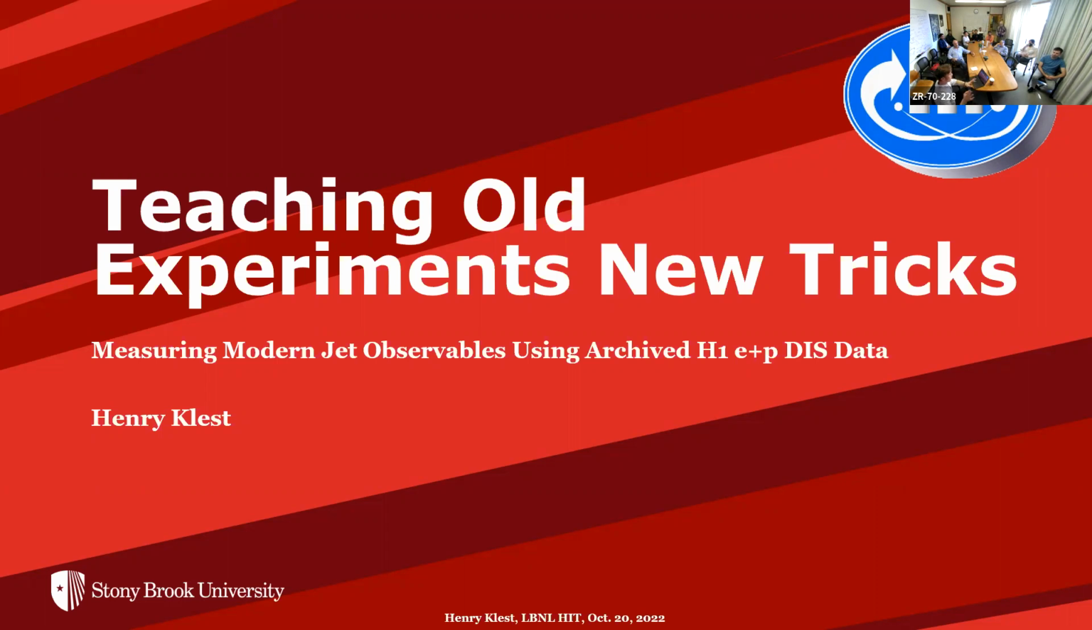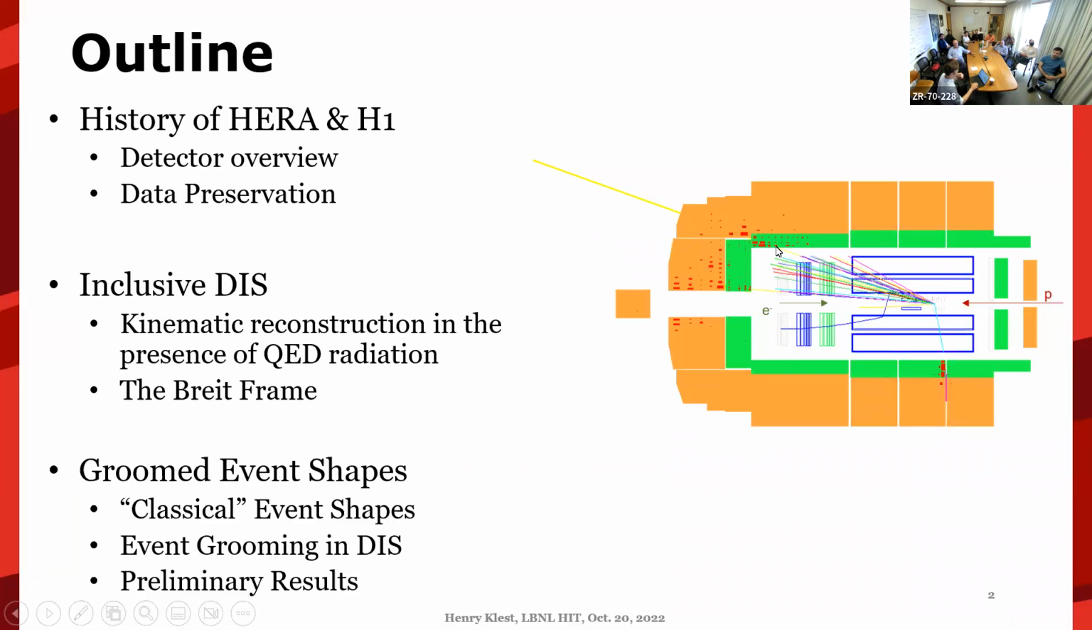So this talk will focus mainly on a new analysis that we've been doing using archived H1 data. Can I change my slide? Yes. Okay, so the first part of my talk, I'll go through the history of HERA and H1 because at this point it's old, kind of forgotten territory. Then I'll talk briefly about inclusive DIS and some of the important aspects of it when you're doing a measurement. And then I'll talk about the meat of the measurement, which is groomed event shapes and some of the ideas around that.